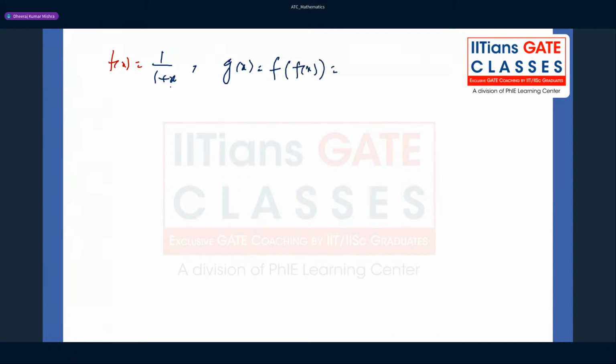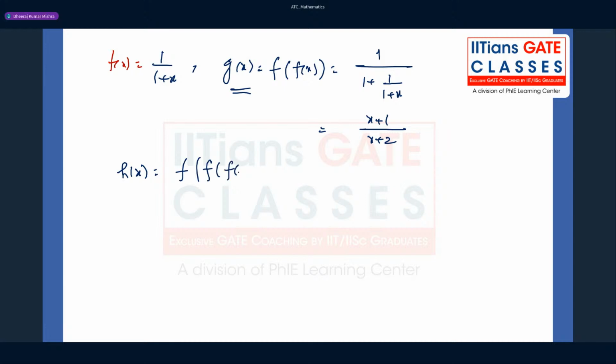So you can just plug in the same function in place of x: 1 by (1 plus 1 by (1 plus x)). You can just manipulate this and you will get 1 by (x plus 1) upon this, which is going to be (x plus 2). I believe this is fine for all. Now you have got g of x. Now we have to find h of x. h of x is nothing but f of the function itself, so you have to put g of x in place of x here.